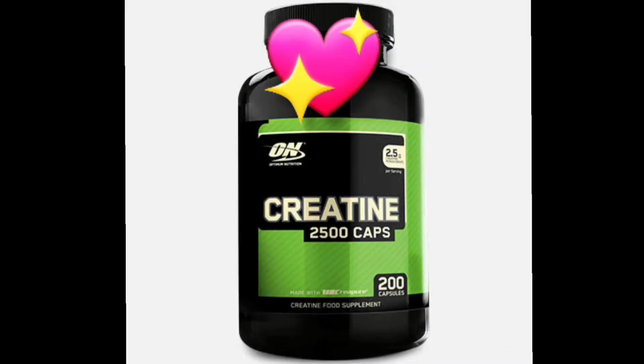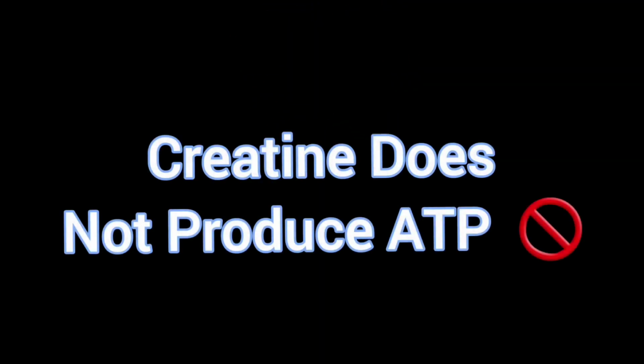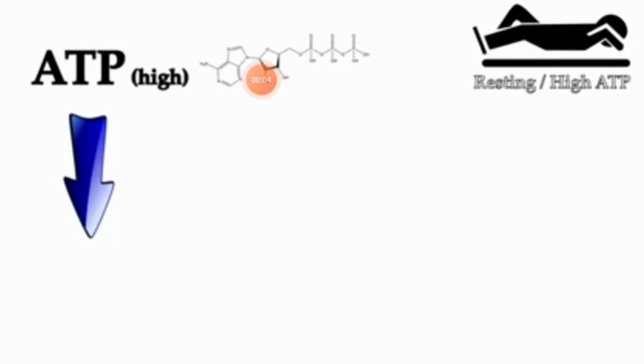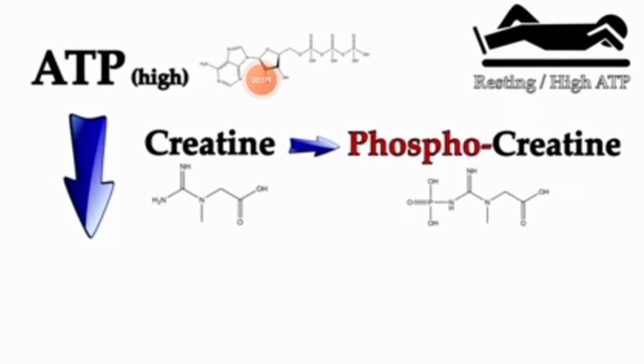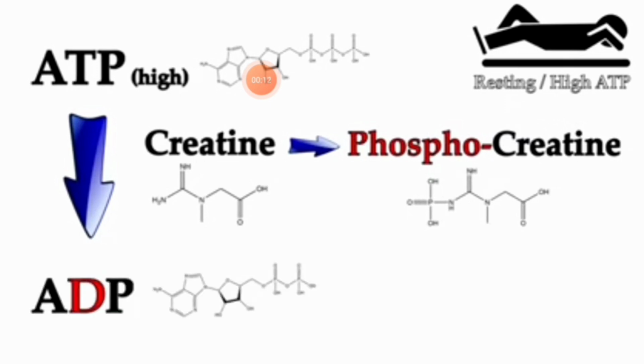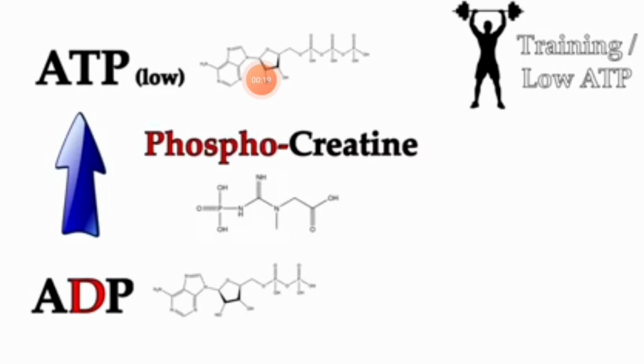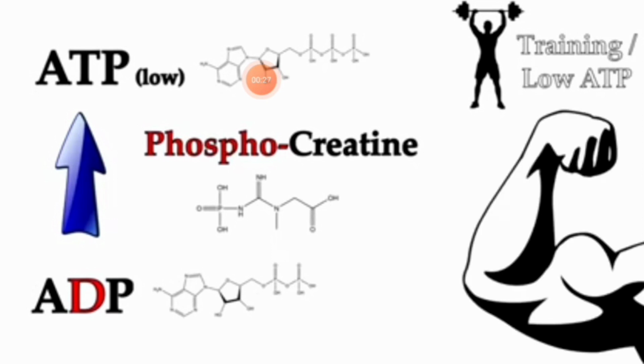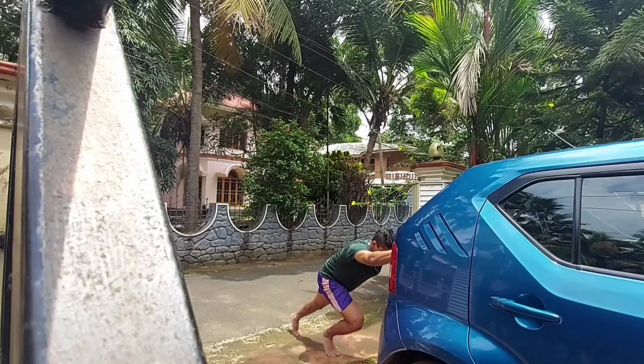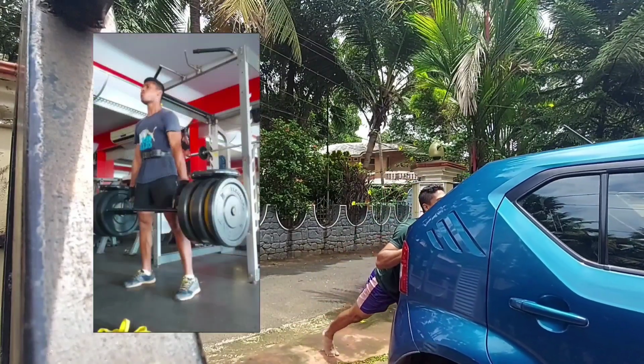So as you can see, we need creatine. But note that creatine does not produce ATP. But when ATP levels are high, or if you're resting, creatine accepts the phosphate of ATP and becomes phosphocreatine, while ATP becomes ADP. Now, if you run out of energy during your workout and your ATP levels are low, the phosphate from phosphocreatine gets transferred back, so ATP is generated, and therefore you will have more energy. Thus you can expect greater performance physically when you do exercise.